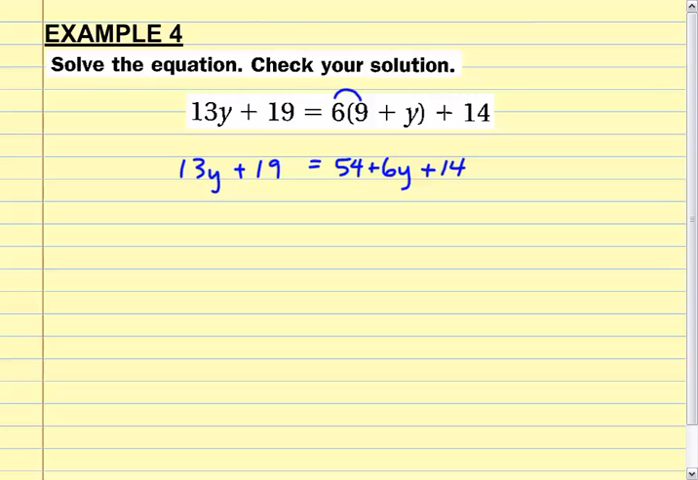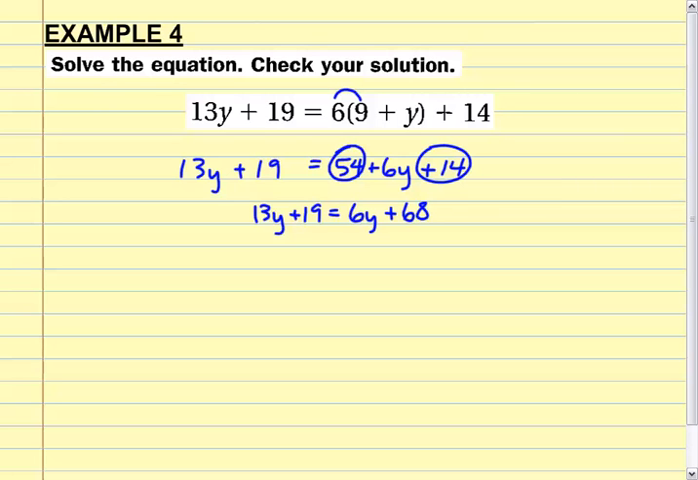Is there anything left to simplify? Yes. Okay. 54 plus 14, and what does that give us? That does give us 68, so 6y plus 68. Good, and where do I go from there now, Jenna?